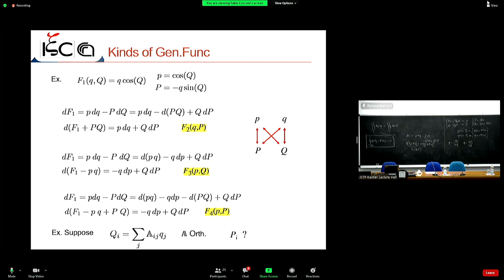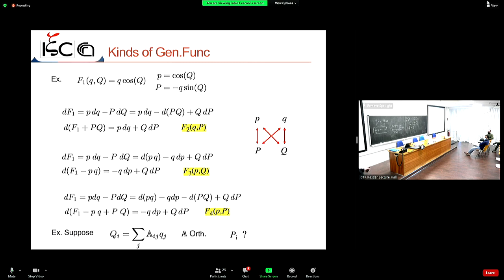Maybe can I make a question? So does this remind you of anything? Huh? Legendre transform? Yeah, it's very similar, no? Yes, in principle, yes. I mean the structure. The structure is a Legendre transform, basically. You can pass from one generating function to the other using Legendre transform, of course. Correct. I would say correct.